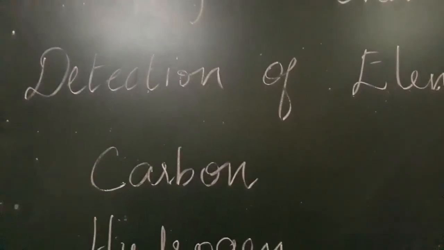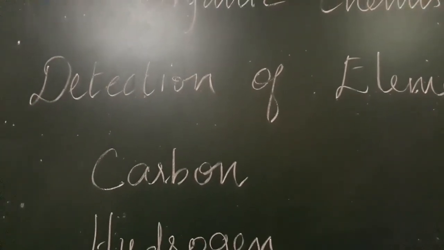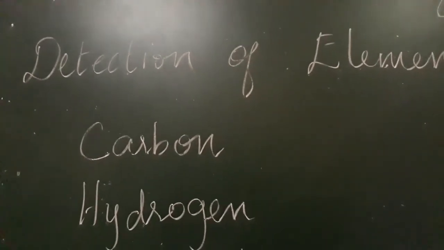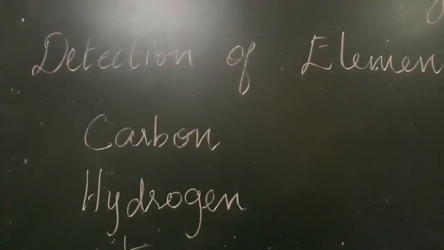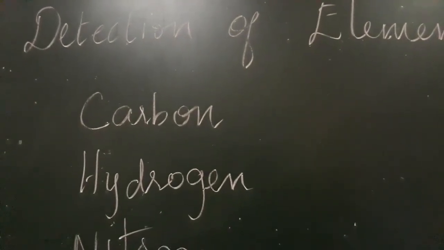In this video we are going to see how to find out which elements are present in a compound, which is called detection. So detection of elements means finding out what elements are present in that organic compound. That test we are going to learn in this video.